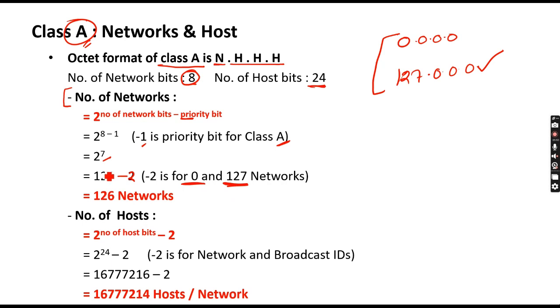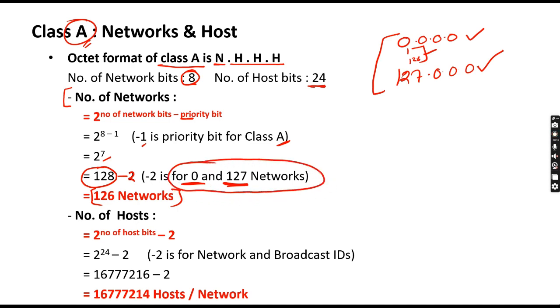Which means a total of 128 networks are there, but we cannot use these two networks, 0.0.0.0 and 127.0.0.0. So the total usable networks will be 126. Your usable networks are between 1 and 126. Always remember, this kind of reservation is only there in class A. In class B and class C, you do not have any reservation. Let's move ahead. Next, the number of hosts. So 2 power h minus 2, remember? 2 power h is equal to 2 power 24 here.